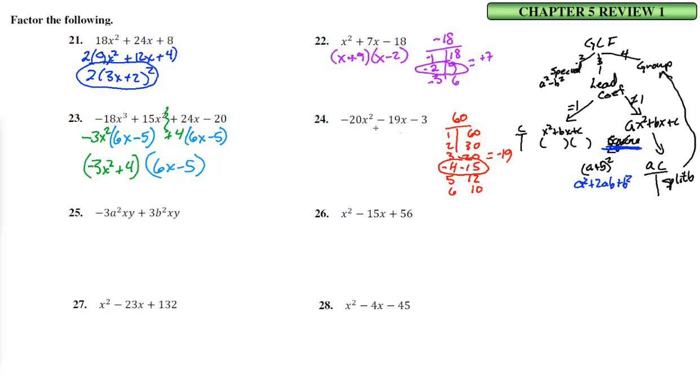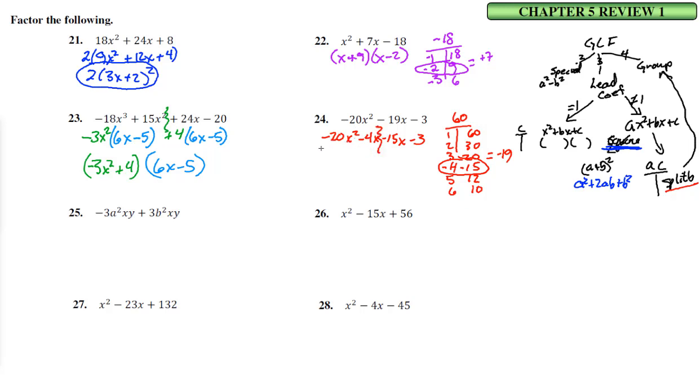But notice here we don't just put them in parentheses. It says split b. So this negative 19x actually came from negative 20x squared minus 4x minus 15x minus 3. Oh, whoa, look at that. Okay, so we can take out, where do we go after that? We now have 4 terms, so we group.